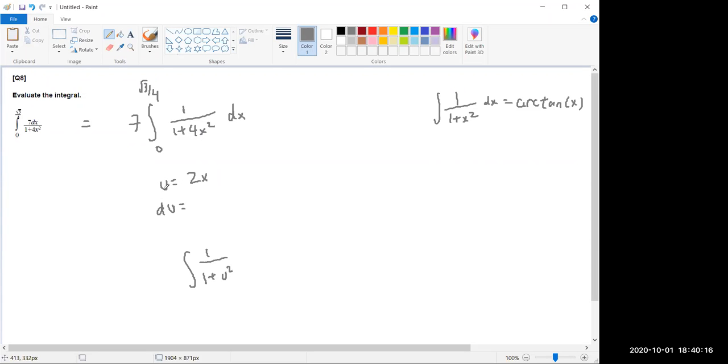So notice if u is 2x, then u squared is 2x squared, which is 4x squared, right? So this is the correct substitution. I guess the main idea is you want to take this term right here and just take the square root of it. That'll give you the appropriate u substitution.